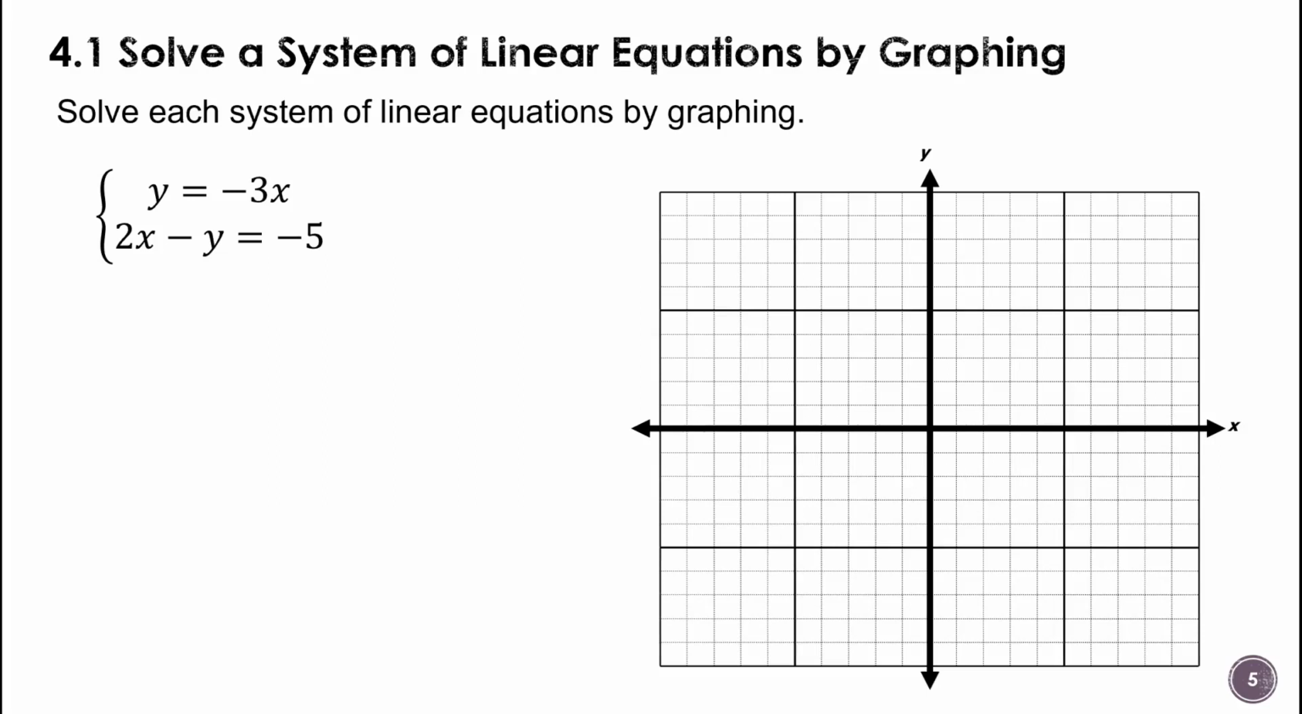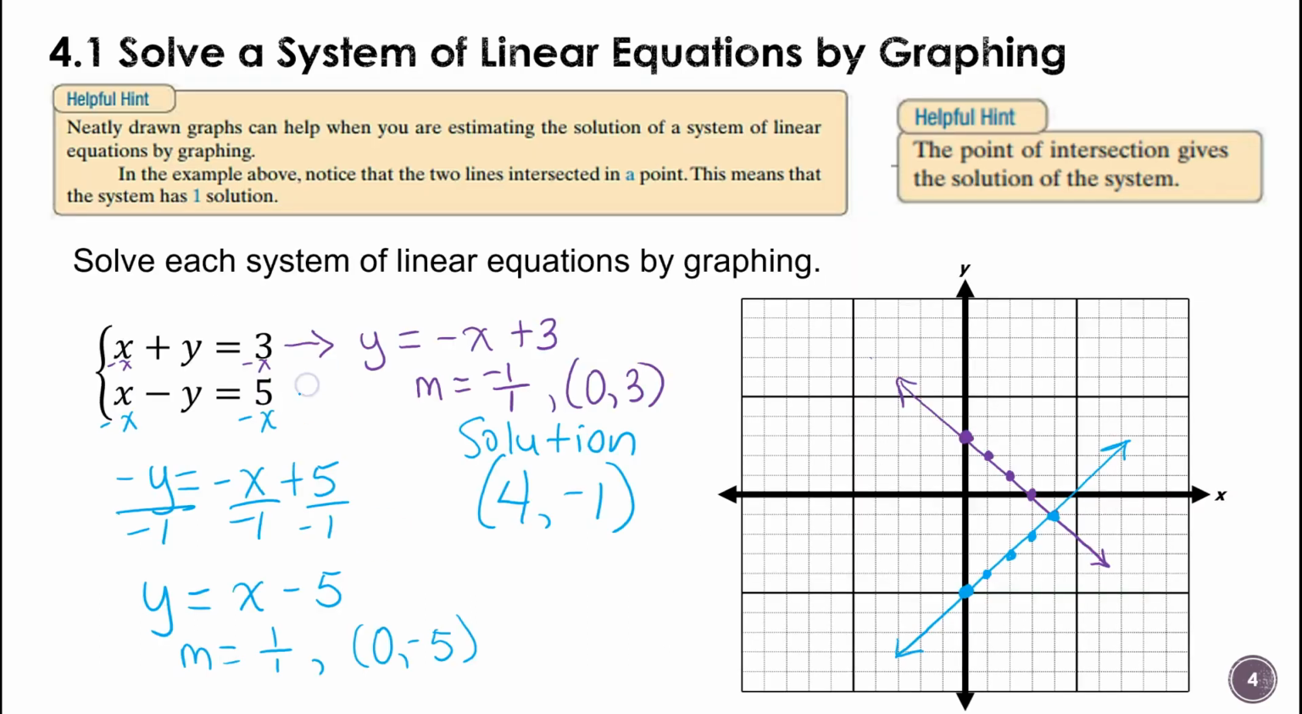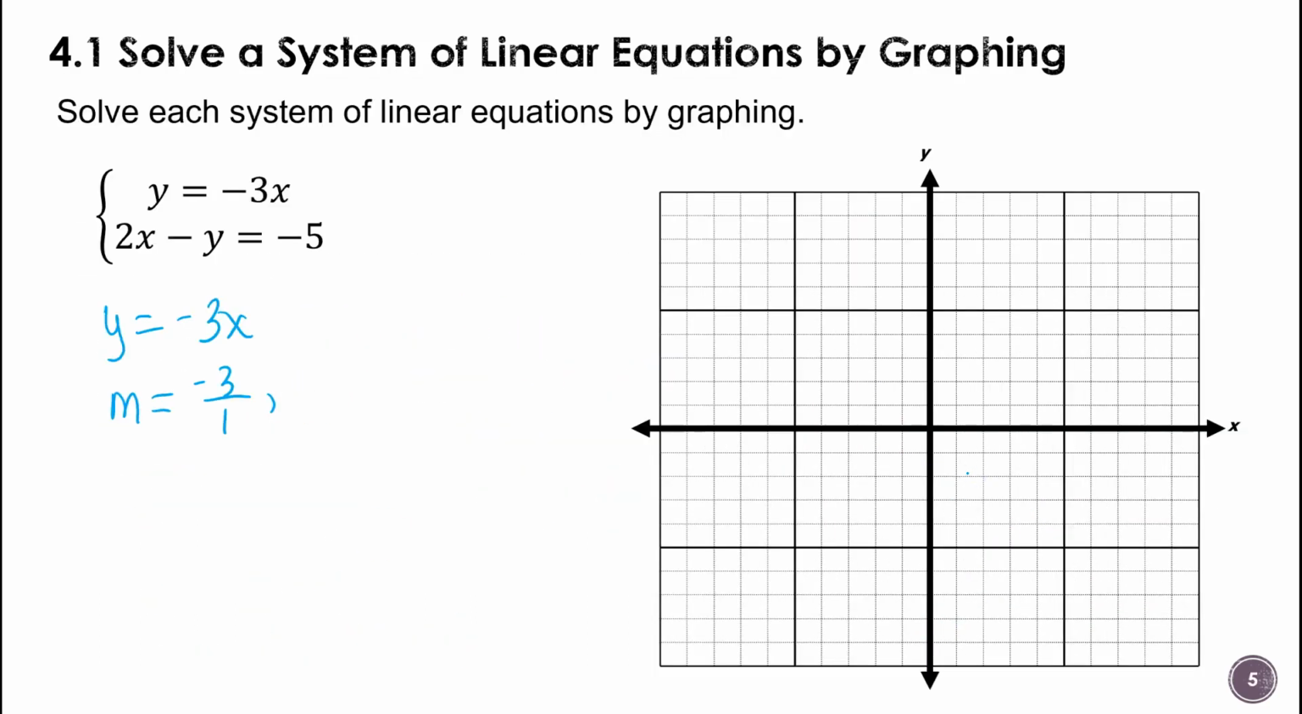Okay, so we're going to graph some systems and find the solution to each one by finding the intersection of the two lines. So on this first equation, y equals negative 3x, we have a slope of negative 3 over 1, and we have a y-intercept at 0, 0, because notice it doesn't say plus anything, it's just negative 3x. So we start at 0, 0, okay?